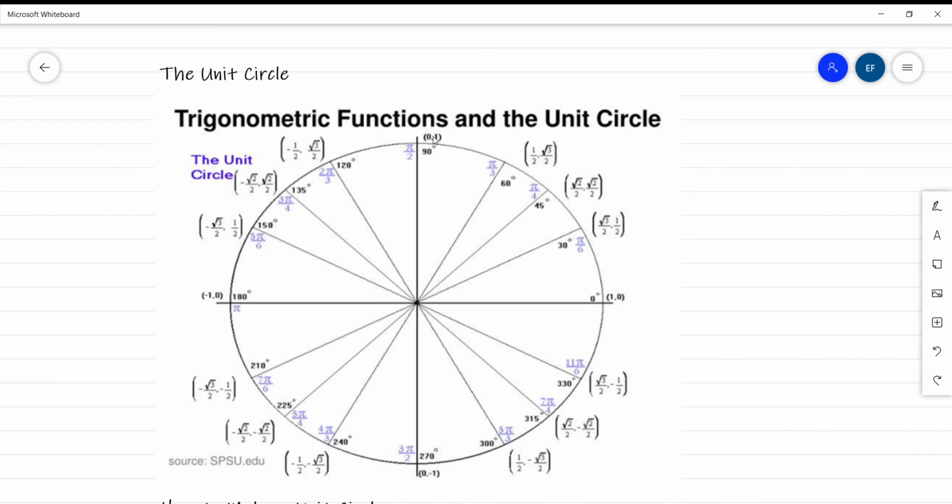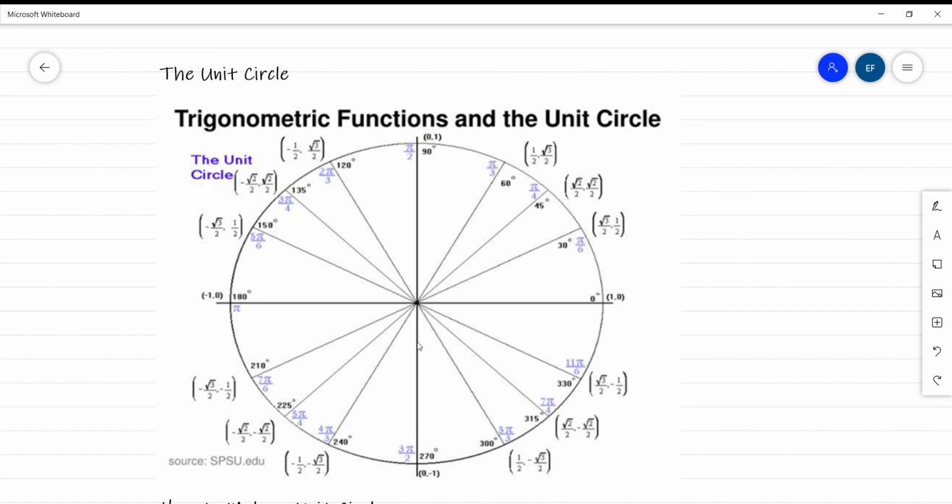And then at pi halves, sine of pi halves is equal to 1, but cosine of pi halves is equal to 0. And that's because we're at this high point of the circle. And so on and so forth. You keep increasing your degrees, and this is what your answers will be if you plug them into your calculator for sine and cosine.